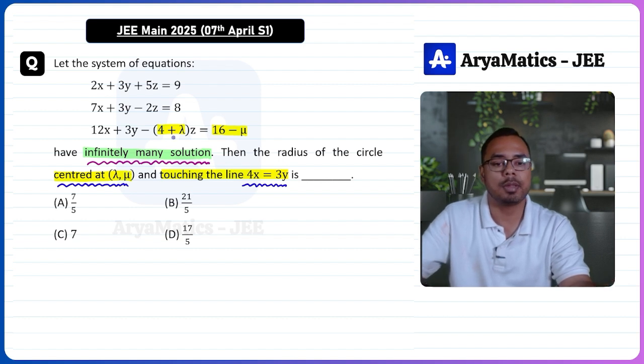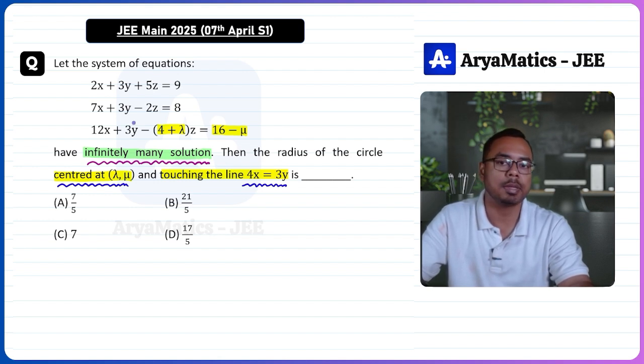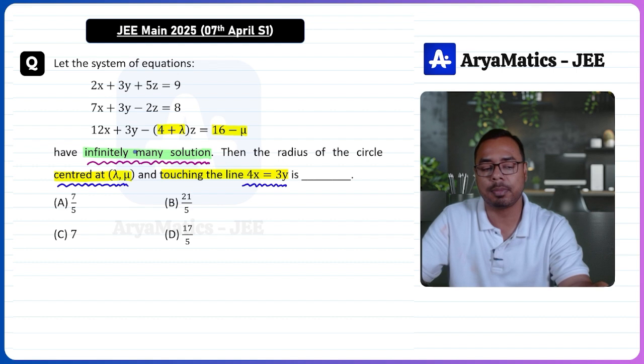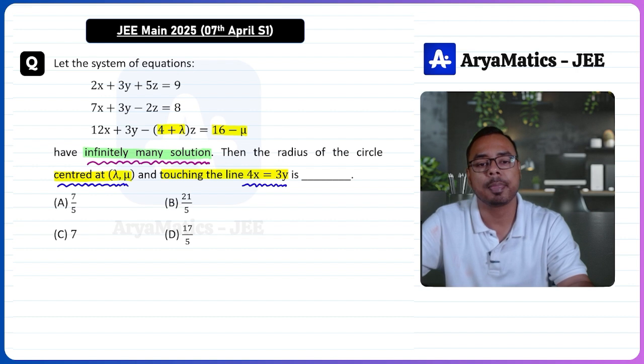Also, in some problems, you will find that instead of writing infinitely many solutions, they will write that this system of linear equations has more than one solution, right? So in that case also, it will mean the same thing. A system of linear equations can have only three possibilities. Either it will have a unique solution, or no solution, or an infinite number of solutions. So if it has more than one solution, then it will have an infinite number of solutions.